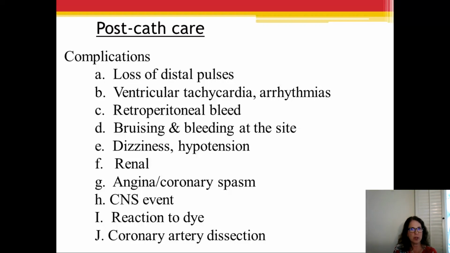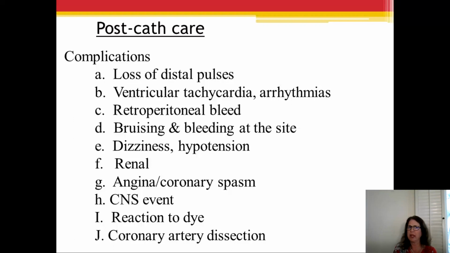Certainly there's a risk for a neurological event. You're reasonably high risk for an air embolus because you've got lines, you're perfusing things. You may be on the left side of the heart where it goes straight to the brain. You can have a reaction to dye immediately in the cath lab, or a reaction to dye later. They'll break out in a rash or something along that line.